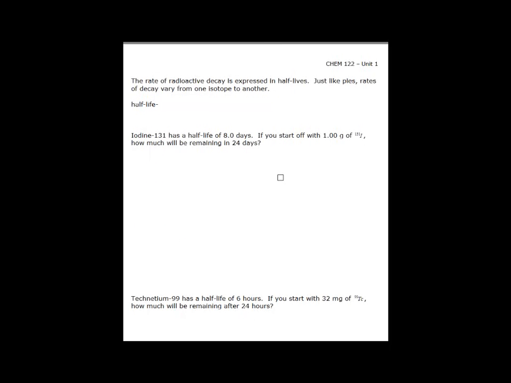So that brings us to the definition of half-life. It's abbreviated T1/2, and this is the amount of time required for a radioactive sample to be halved. So half as much remains.